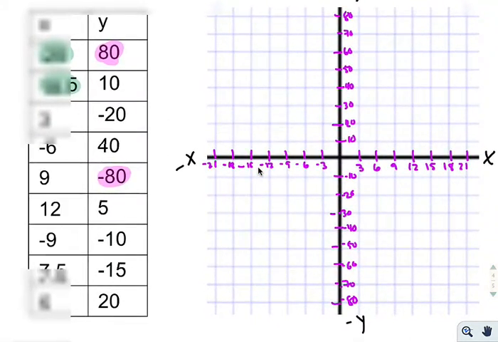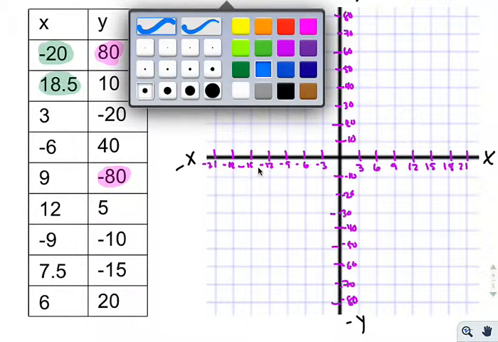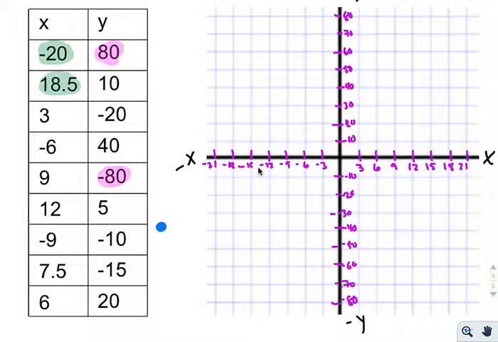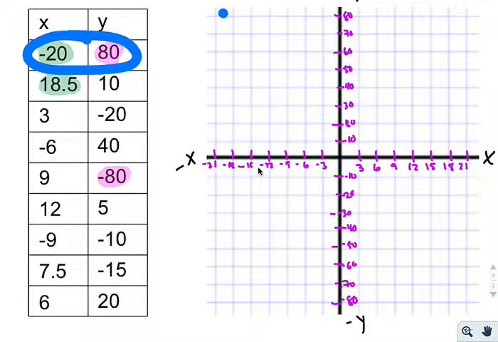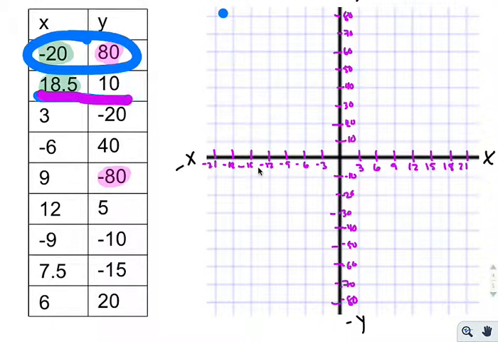Now it's just a matter of graphing. You don't have to get perfect on these, I'll be honest. Getting close is good enough for this. The first set we have is -20, -80. That's -20 on the x, so we're going to our left, and then down to -80. So about right there is -20, -80. Now we're at 18.5 and 10. Actually, let me change colors. 18.5 on the right, and then up to 10. Boom. It's pretty close.